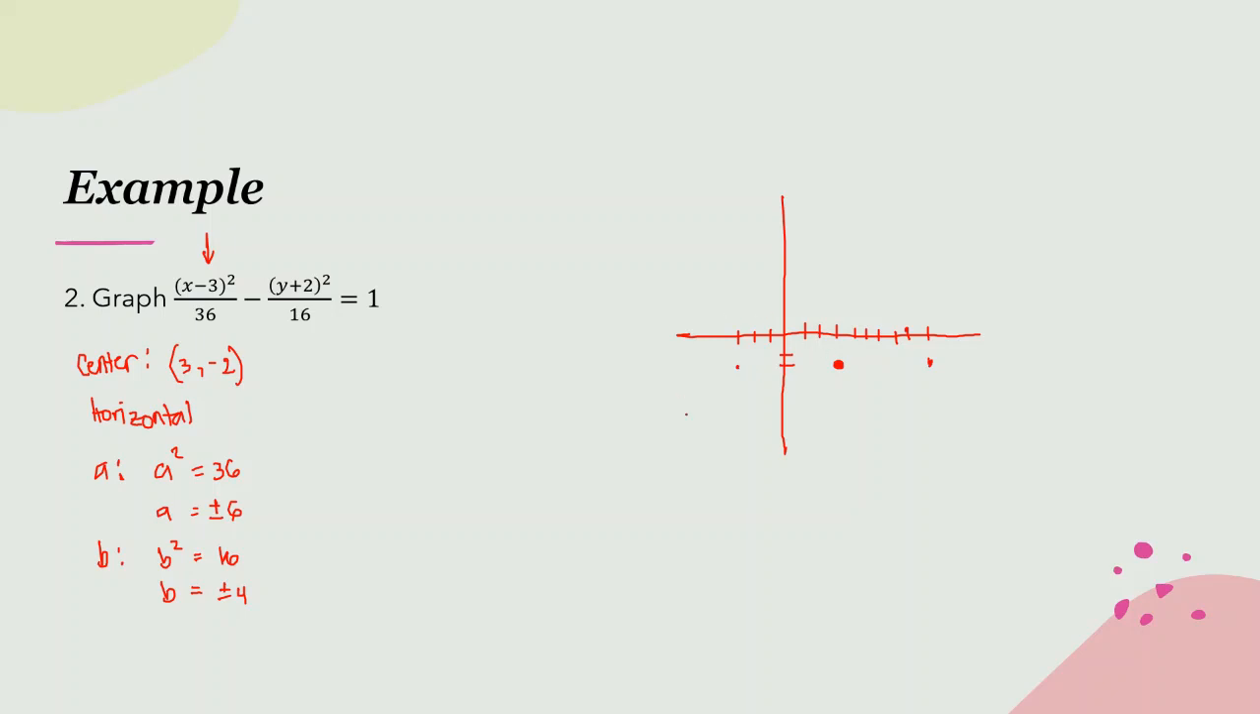And next one is 4 up and down. We have 1, 2, 3, 4. So this one here. We also have 1, 2, 3, 4. So this one here. Now we will be drawing a rectangle out of that, assuming it is running through the correct points.